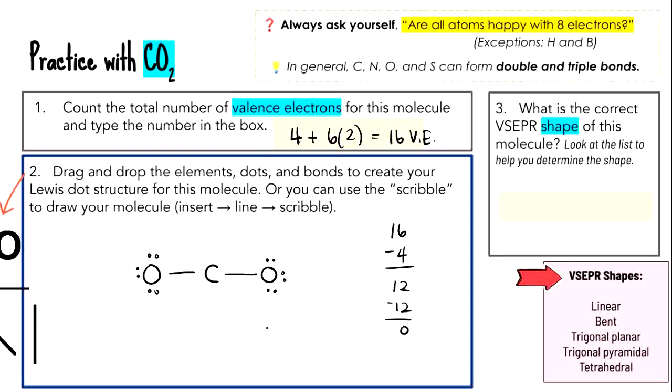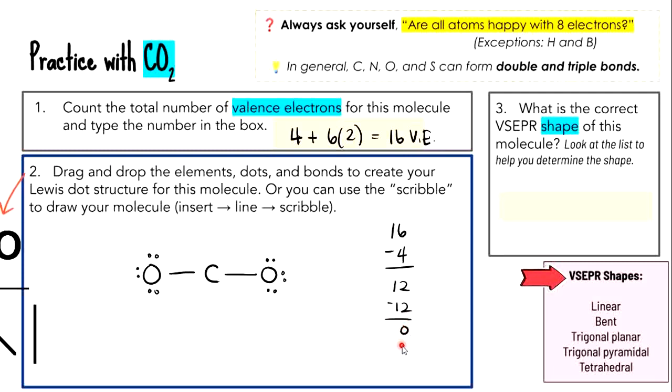Now I have to double check my work. Do all of the atoms have 8 valence electrons? If you take a look at this oxygen, it does have a total of 8. If you take a look at this oxygen, it has a total of 8. What about this carbon? Carbon only has 4 valence electrons. It doesn't have enough. It wants a total of 8. But do we have any more valence electrons to draw? We don't have any. We ran out.